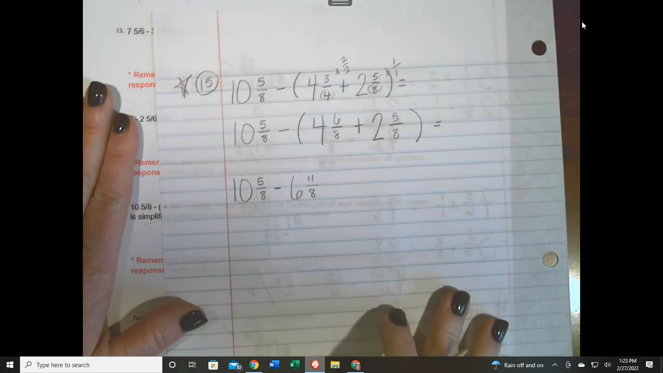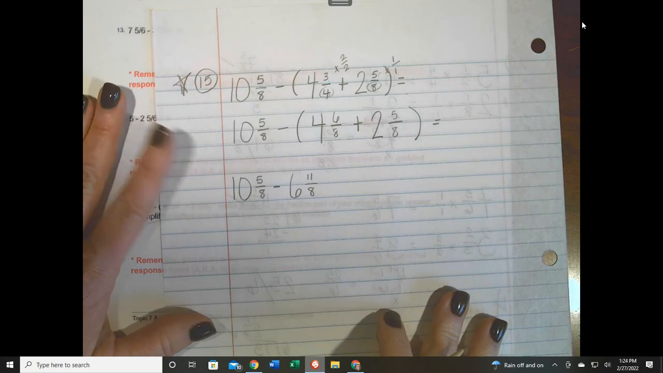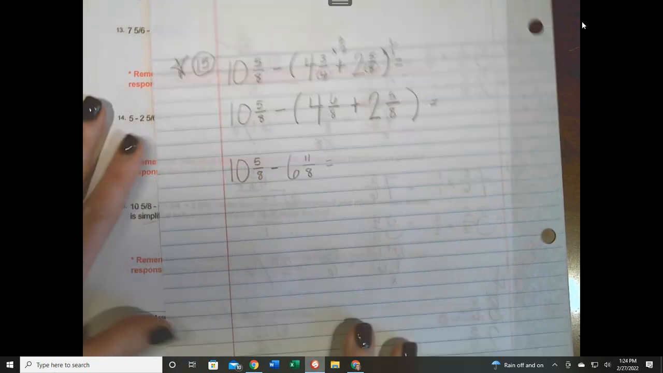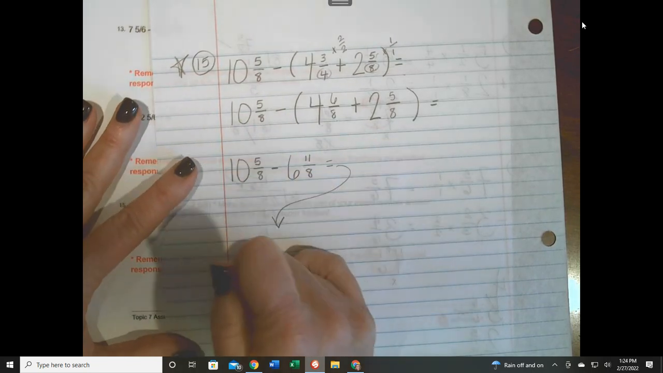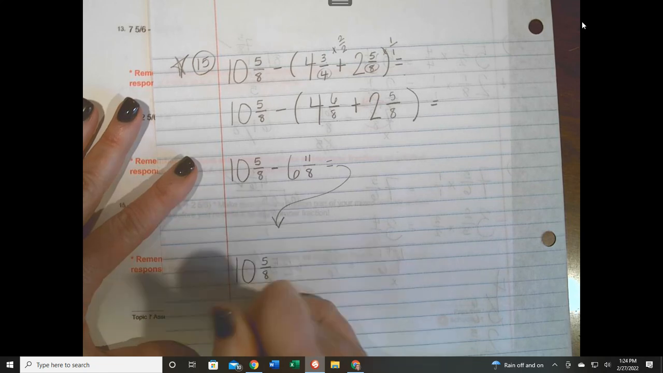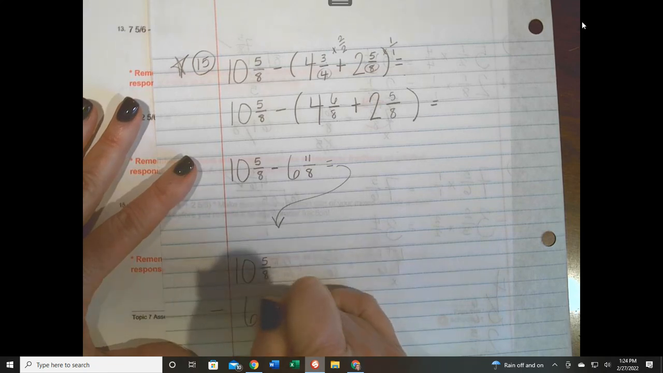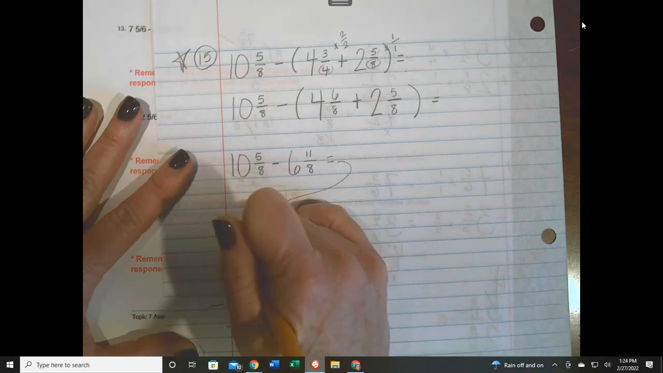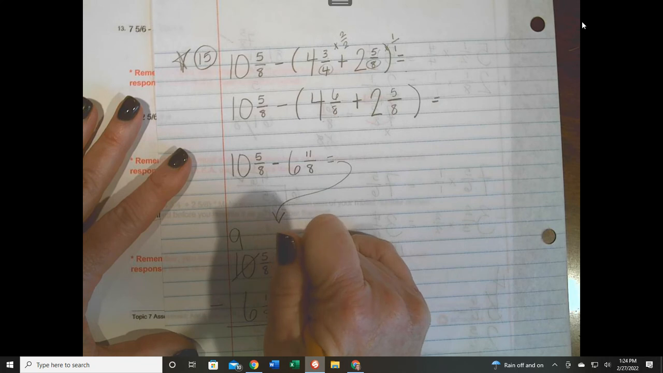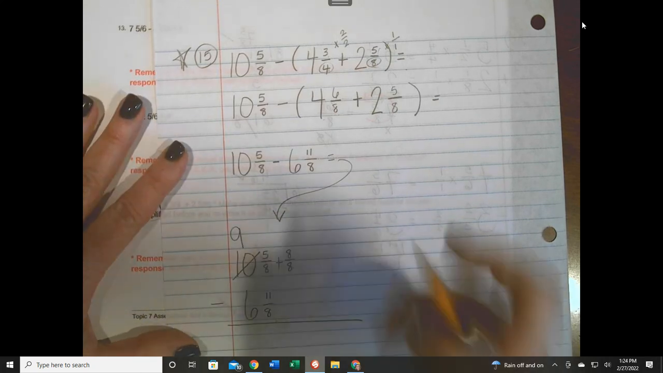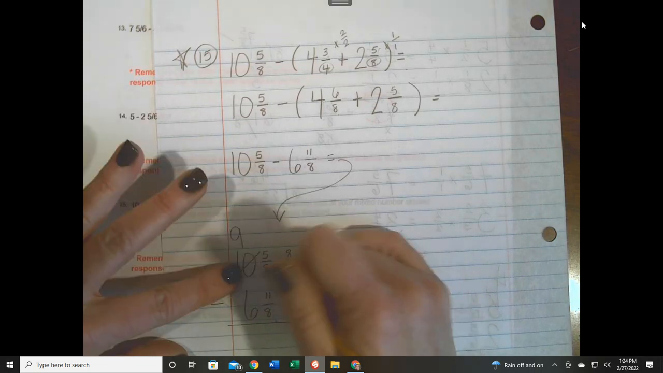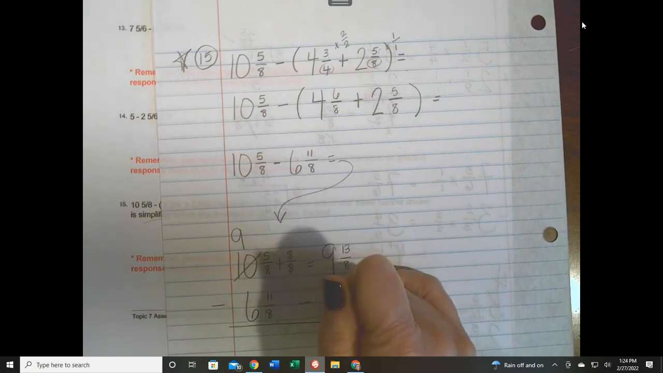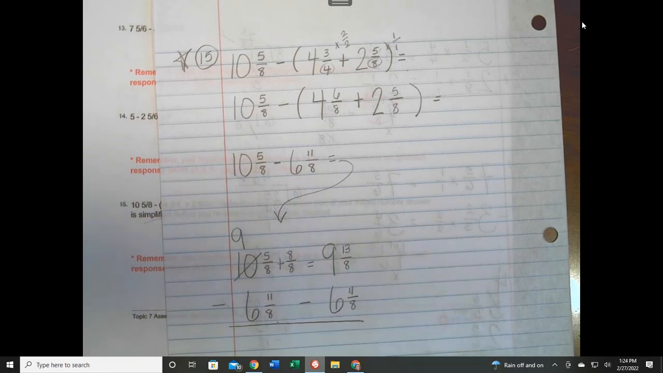All right, so I am going to stack it now because I think I'm going to have to do some regrouping, and I do that better if I stack my problem. So I'm just going to drop right here. 10 and 5/8 is what I am subtracting 6 and 11/8 from. All right, so now I can very clearly see I don't have enough 8s to subtract. So I'm going to rewrite 10 as 9, and then I'm going to use a fractional form of 1, 8/8, so I have enough 8s. So that's going to be now 9, and 8 plus 5 is 13/8. From that, I'm going to subtract that 6 and 11/8. Love it. I have plenty of 8s to subtract now.